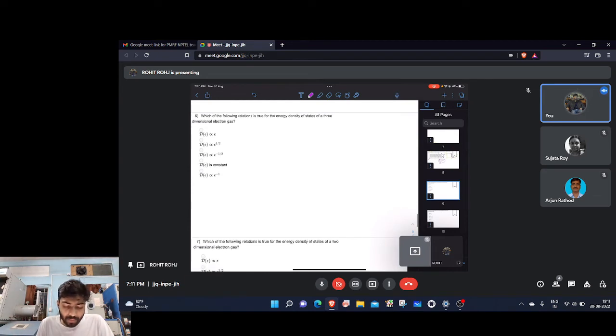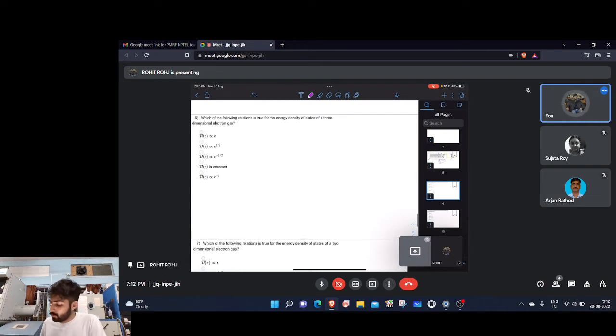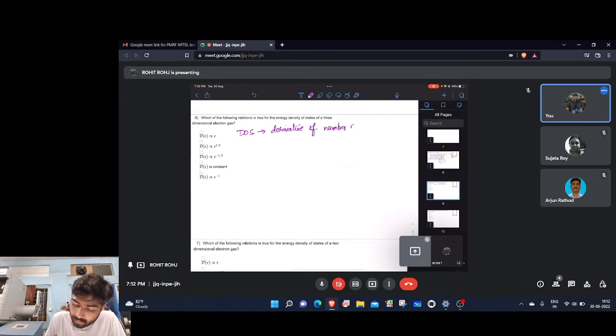Now we have another question which says: which of the following relations is true for the energy density of states of a three-dimensional electron gas? Now what we can do is, the density of states is the derivative of the number of states with respect to energy, that is dN by dE, right?